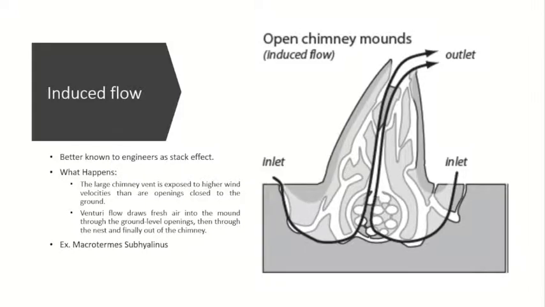The second one is induced flow, better known to engineers as stack effect. In here, the large chimney vent is exposed to higher wind velocities than are openings close to the ground. Through venturi flow, fresh air is drawn to the mound through the ground level openings, then through the nest and finally out of the chimney. Contrary to thermosiphon, which has a circulatory flow, induced flow is unidirectional. This mechanism is thought to occur in open chimney mounds such as those of Macrothermes subhyalinus.